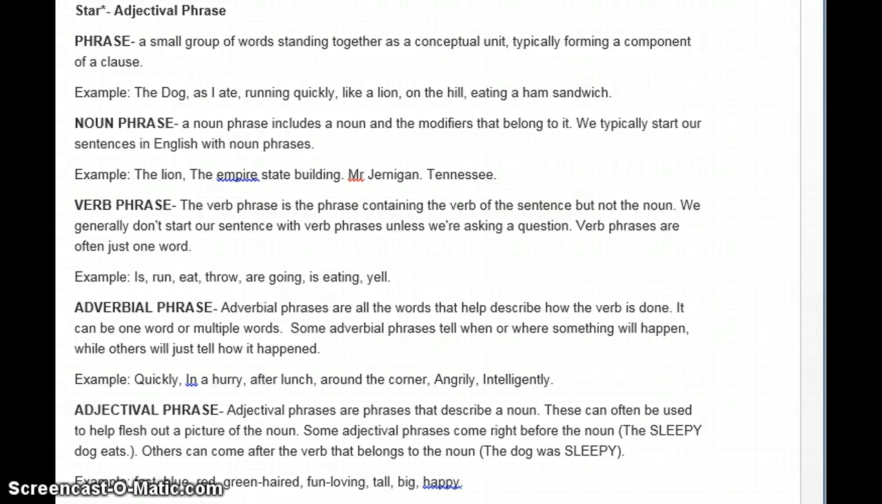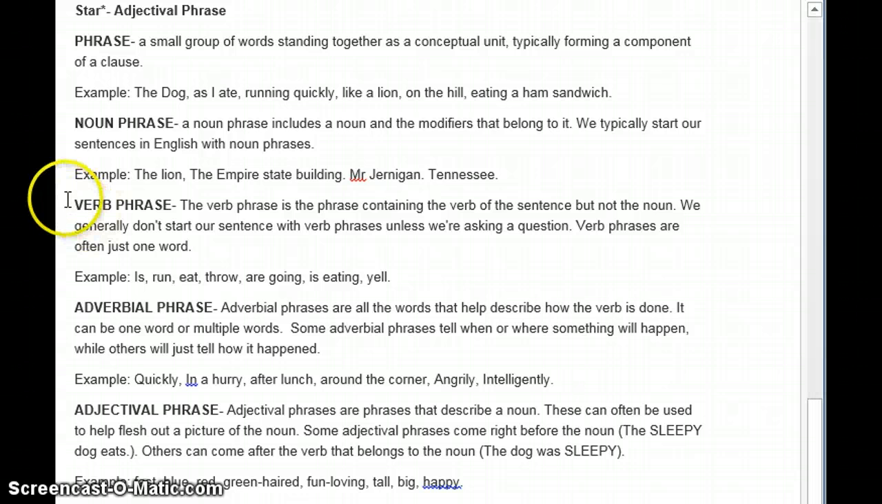For example, one type of phrase is that of noun phrases. A noun phrase includes a noun and the modifiers that belong to it. Typically in English, our sentence structures start with noun phrases. For example, I went. The noun phrase is I there. So if we look down here, some examples: the lion, the Empire State Building, which should be capitalized, Mr. Jernigan, Tennessee, Bill, the goat, my brown bear. All of those things are examples of noun phrases. It's important to understand that any modifiers or adjectives that modify the noun are also part of the noun phrase.